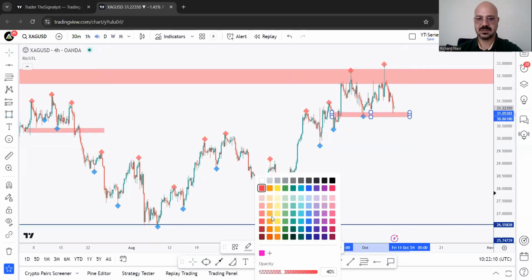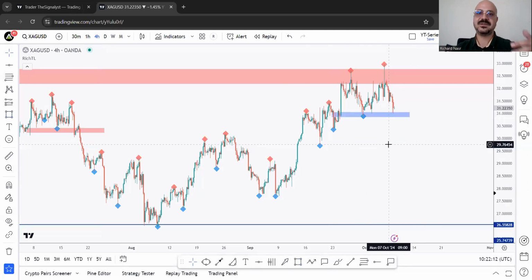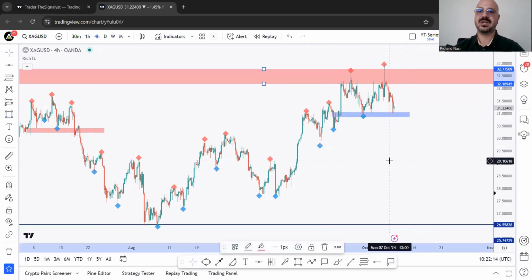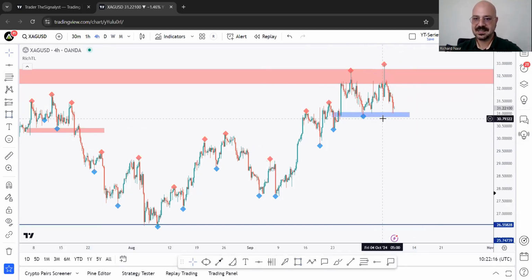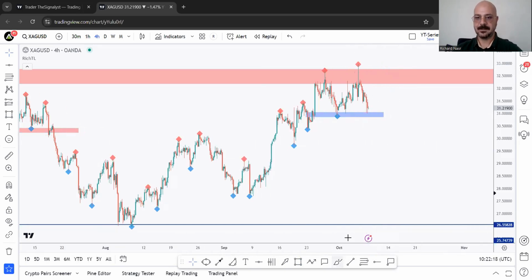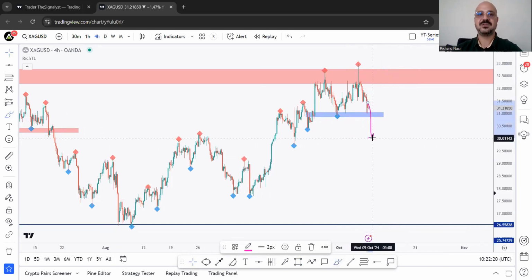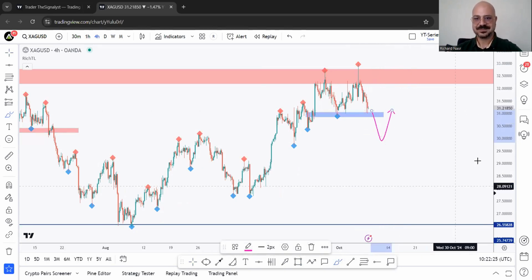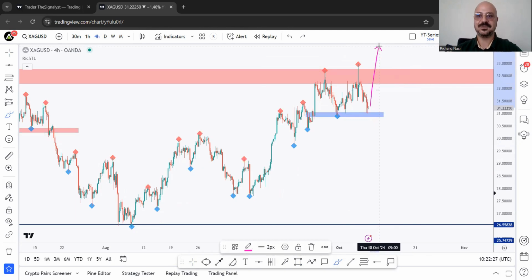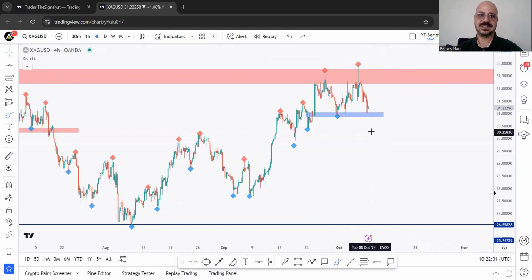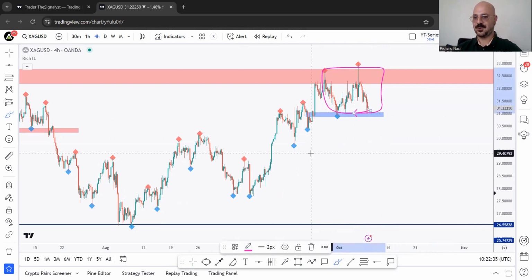Let's make it in a different color, for example, in blue, just to differentiate between this major one from daily and weekly and this minor one from the H4 time frame. If you break it downward, this is where you can look for a short on the retest, right? And of course, as mentioned previously, if you break above this, you will be looking for trend following longs on lower time frames. So we are stuck between these two, support and resistance.